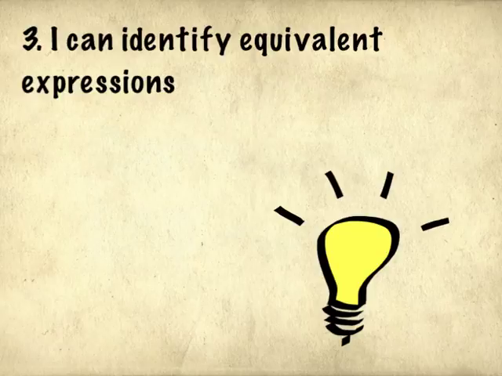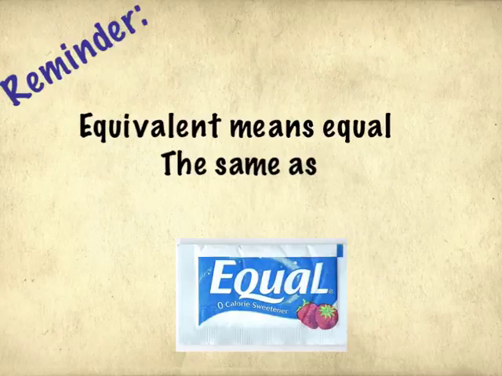We're going to move on to identifying equivalent expressions. So just a reminder, equivalent means equal, which means the same as. Sometimes with little kids, they think equal means the answer is. It doesn't. It means the same as. So 1 plus 2 equals 3 doesn't mean 1 plus 2 and the answer is 3. It means that 1 plus 2 is the same as 3. And I give you a picture of equal because they're saying that it is equal to sugar.